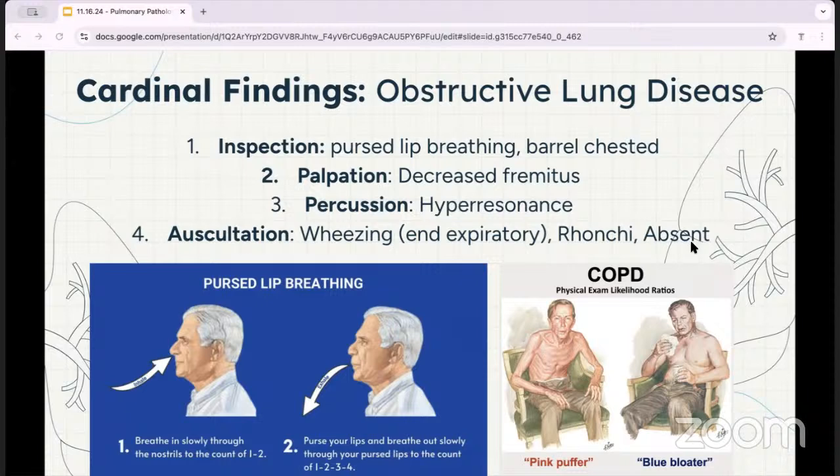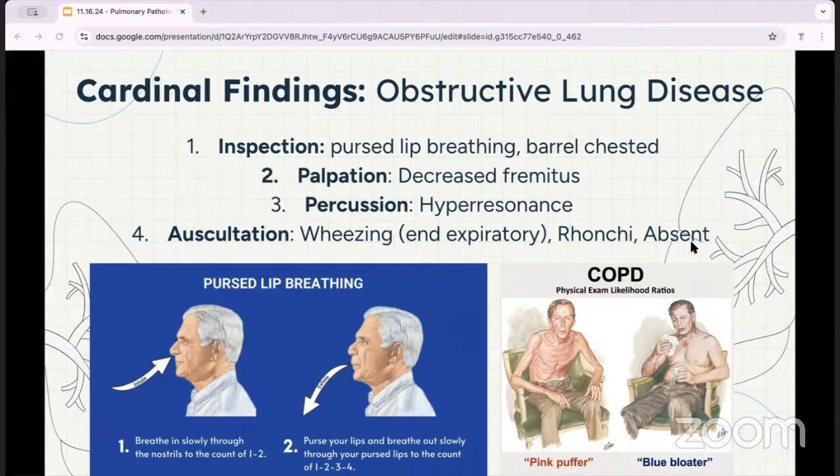On palpation, you'll feel decreased fremitus. This is because the air trapping in the lungs reduces the vibrations that you would normally feel when the patient speaks and says the 99. Percussion often shows you hyperresonance. There's this drum-like sound that occurs because the lungs are full of extra air in hyperinflation.